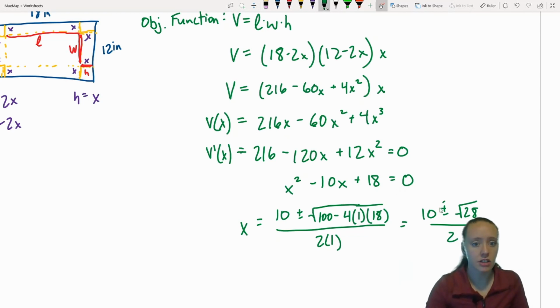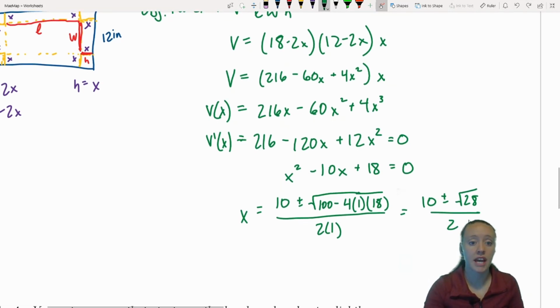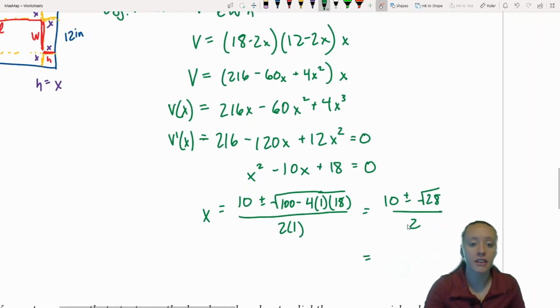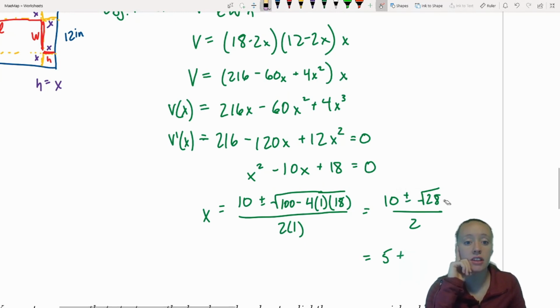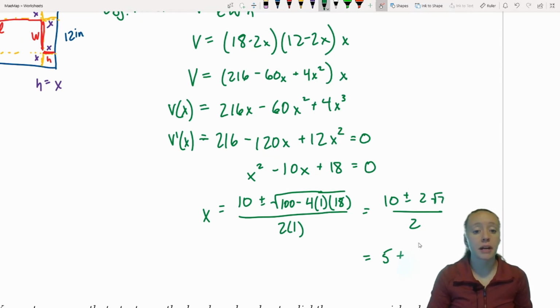So we're going to get two separate values because we're adding and subtracting that square root of 28. Splitting this fraction up, 10 over 2 is going to be 5, and then I'll have 5 plus or minus the square root of 28 over 2. The square root of 28 might even be easier to think of as 28 is 4 times 7, so we can take out that greatest perfect square of 4 to get 2 root 7. Then 2 divided by 2 is simply 1, so we have 5 plus or minus root 7.